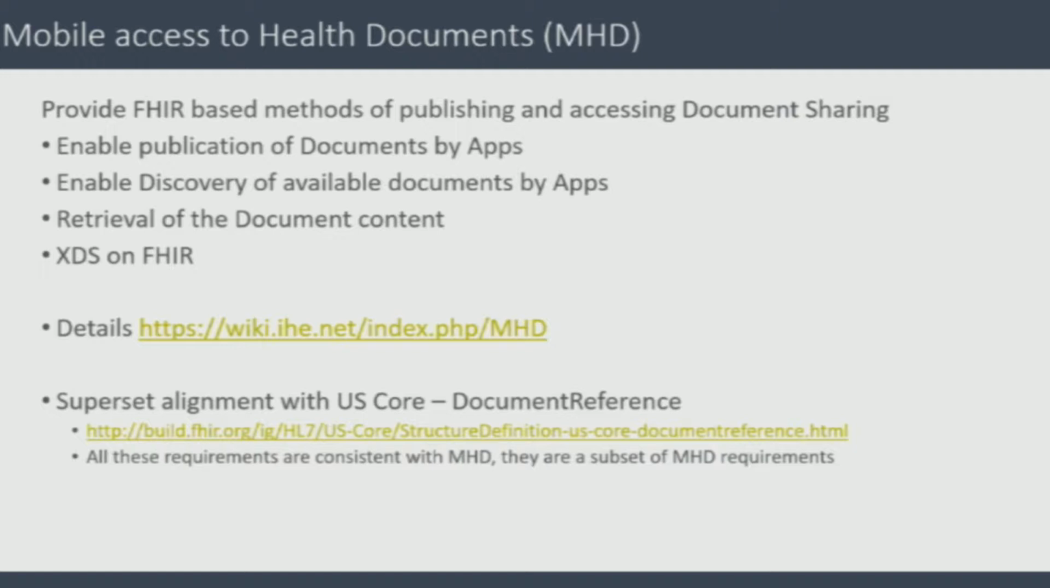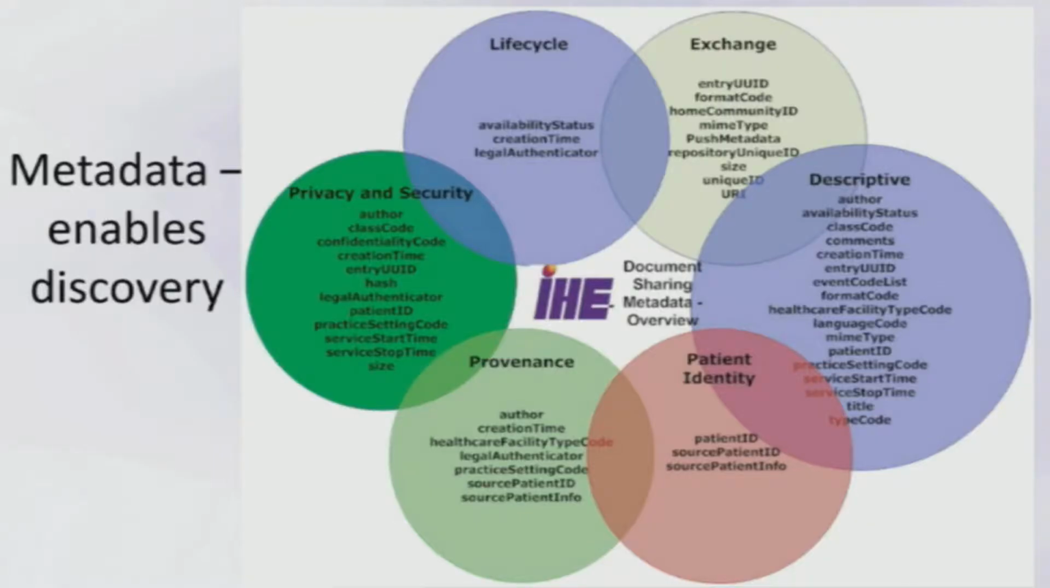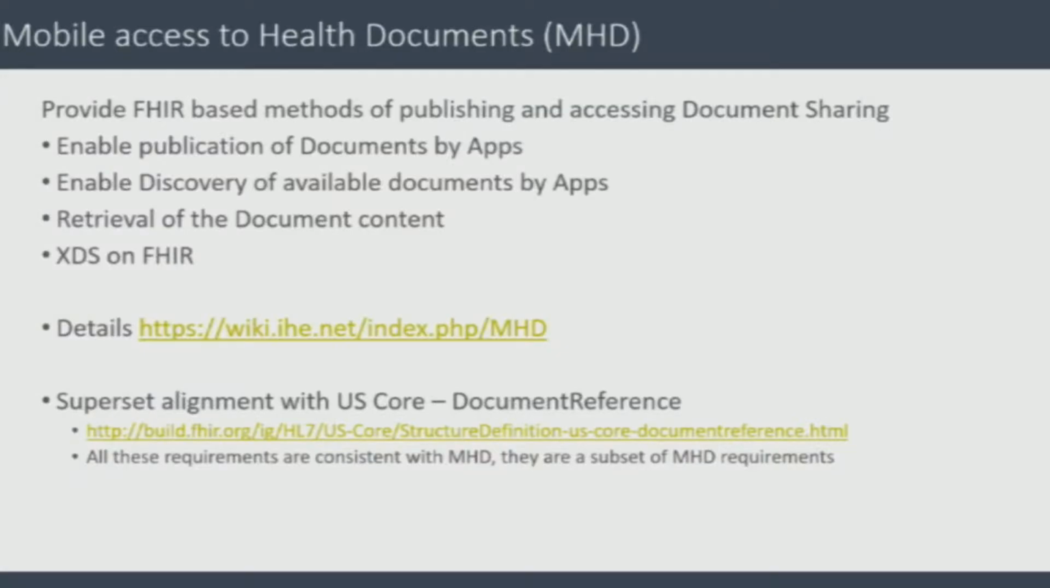MHD is intended to allow you, via FHIR APIs, so the JSON, RESTful HTTP GETs, to do simple queries, get back a list of document references, be able to look at that metadata, what you just saw on the previous page. It's the same metadata. And then ultimately pull the document.